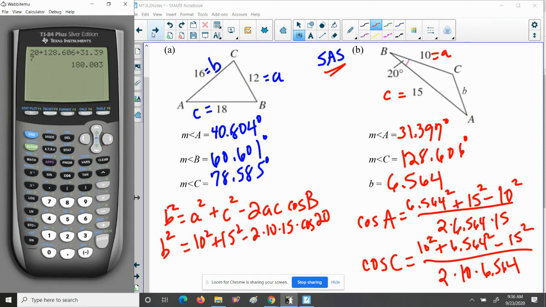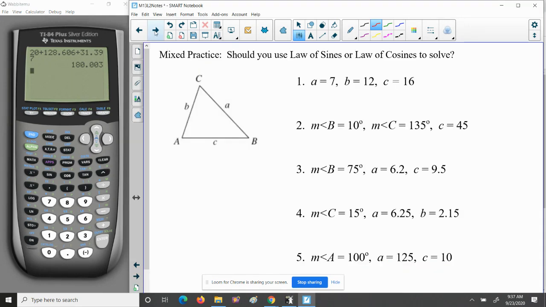All right, one other thing I want you guys to take a look at, mixed practice. Should you use law of sines or law of cosines in order to solve? What I would like you to do is take a minute and pause the video and decide whether you think you're going to use law of sines or law of cosines to solve these triangles. I've got a picture out here for reference so you can see where this would be, which case you have. So I want you to pause this and try to figure out which one you would use for all 5 of these. And then once you unpause it, I'm going to go through which one we would use, okay?